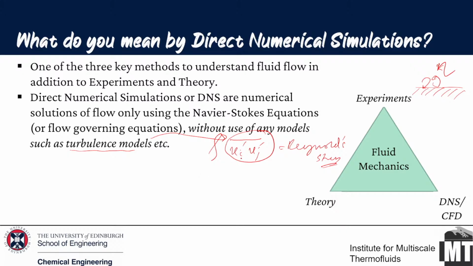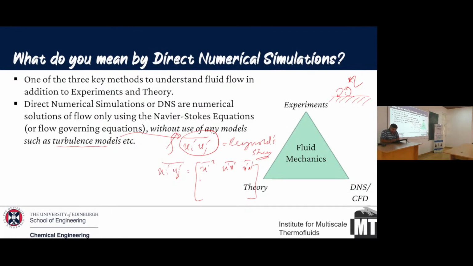Okay, and if you look at this ui dash uj dash, it's not a vector, it's a tensor. So basically ui dash uj dash in 3 dimensions will be u dash squared, u dash v dash, u dash w dash. Again, this is the v direction, so v dash u dash, v dash squared, v dash w dash. Again, you will get w dash u dash, w dash v dash, w dash squared. So this is pretty complex. So for each and every term in this tensor, you need to have a model.